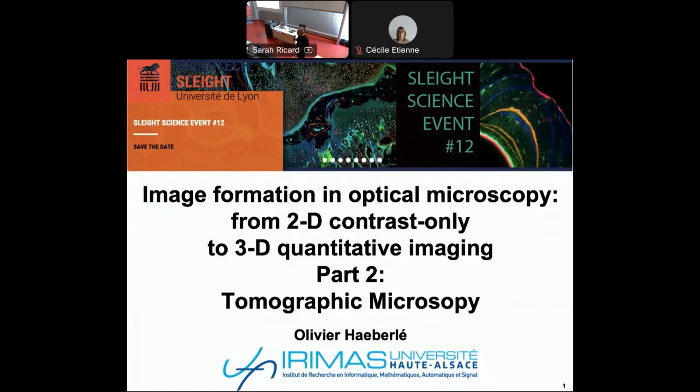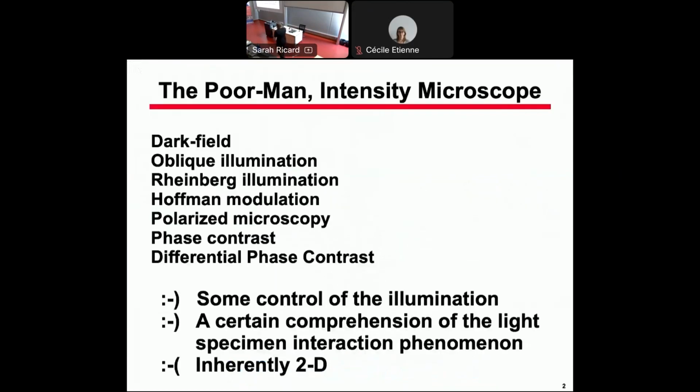Shall we start? Thanks again. In the second part of the talk, we will switch to quantitative imaging, basically tomographic microscopy. So, from the previous talk, we have some control of the illumination, a certain comprehension of the light-specimen interaction phenomenon, and 2D. 2D, no choice, all the sensors are 2D. But we will see that if we do this a little bit better, we can go much, much further.